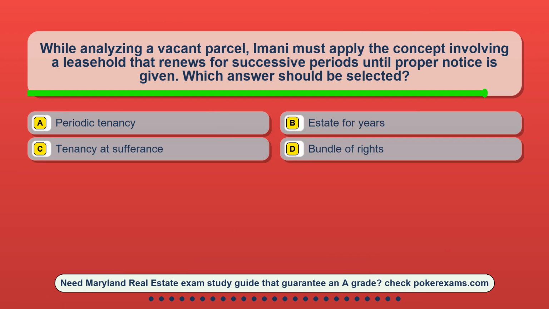Question 25. While analyzing a vacant parcel, Imani must apply the concept involving a leasehold that renews for successive periods until proper notice is given. Which answer should be selected? Option A, periodic tenancy. Option B, estate for years. Option C, tenancy at sufferance. Option D, bundle of rights.